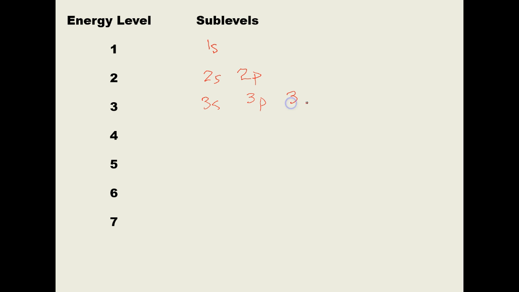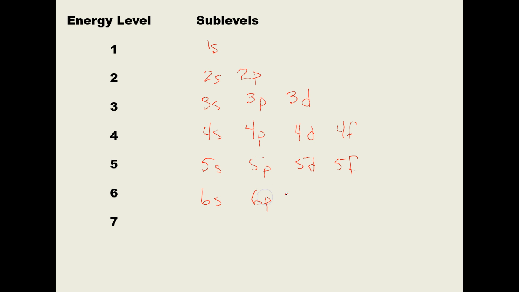and the 3d. In the fourth energy level we have the 4s, the 4p, the 4d, and now we're going to add in the 4f. Now we only have 4 orbitals, 4 sublevels that is, and so we're just going to fill in the rest of the energy levels with the S, the P, the D, and the F. So go ahead and do that while I am doing this myself.